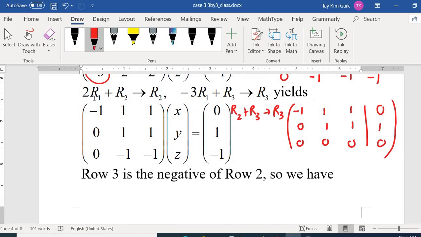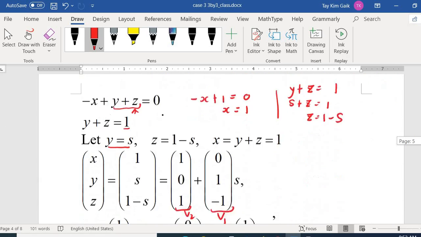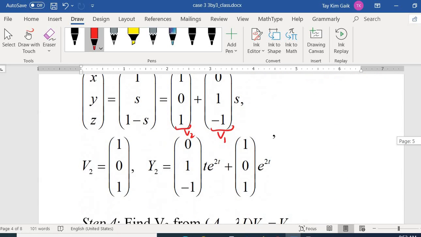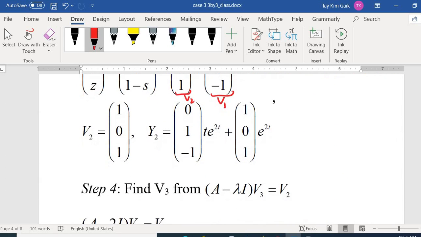So here we use (A minus lambda I) v2 equal to v1, which is 0, 1, negative 1. So this is your v1, and this is v2. In the solution, you have a y1 plus b y2. For y2, since v1 is repeated, you have v1 multiplied by t, exponent 2t, plus v2 exponent 2t.